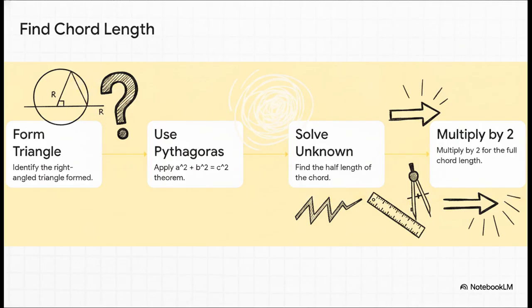Let's walk through the steps. The radius becomes our hypotenuse. Let's say it's 5 centimeters. The distance from the center to the chord is one of the sides, say 3 centimeters. Plugging that into a squared plus b squared equals c squared gives us 9 plus our unknown squared equals 25. Solving for our unknown gives us 4. But wait, remember, that's only half the chord. So we multiply by 2, giving us a final chord length of 8 centimeters.